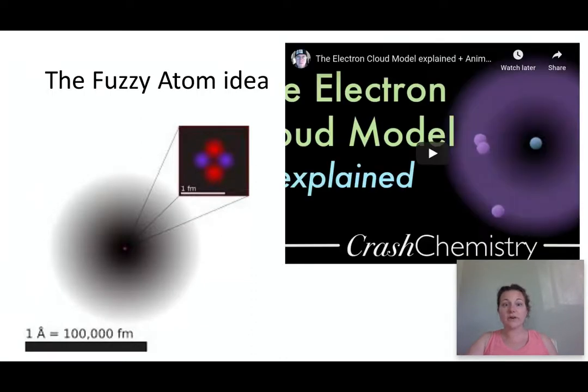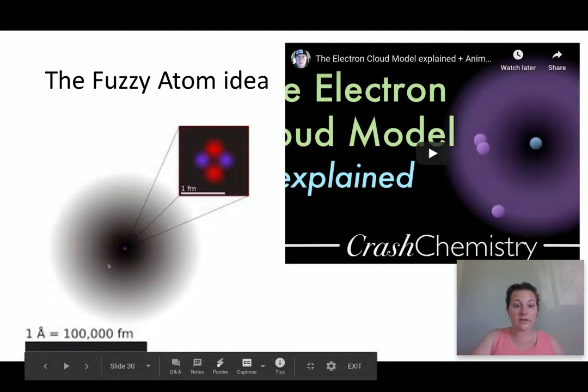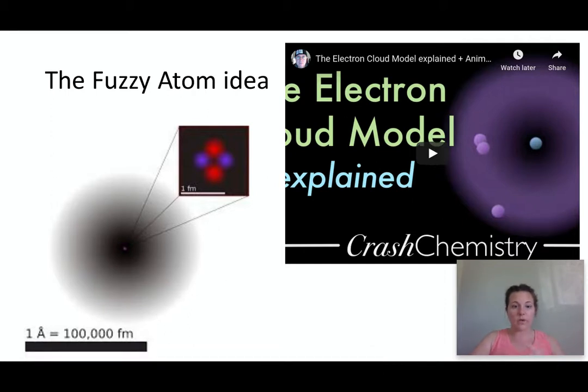So that brings us to our fuzzy atom idea. Now, the fuzzy atom idea is that the darker it is, the higher the probability we're going to find an electron. So nice and close to the nucleus, we're going to find more electrons there than we are further away from the nucleus. And this is because the further you move away from the nucleus, the more space is available for the electrons to occupy. So the orbitals get bigger, and thus you have more space to look for the electron.